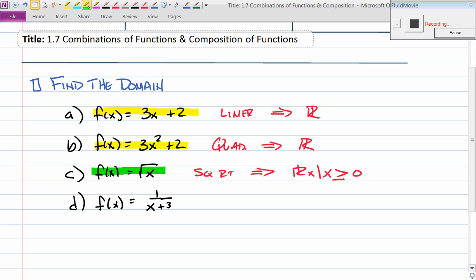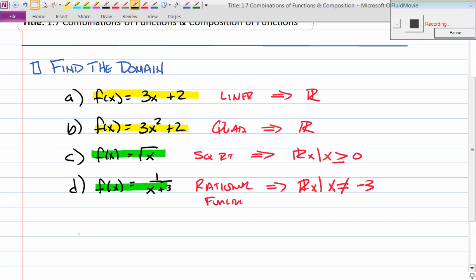And then this last one here, this is a rational function. And with rational functions, you always need to be careful never to divide by 0. So is there a value out there that if we plugged into this specific rational function, it would give us an output of 0 on the bottom? -3. Very good. So what we need to do is restrict the domain and say this is all real numbers x such that x cannot be -3.